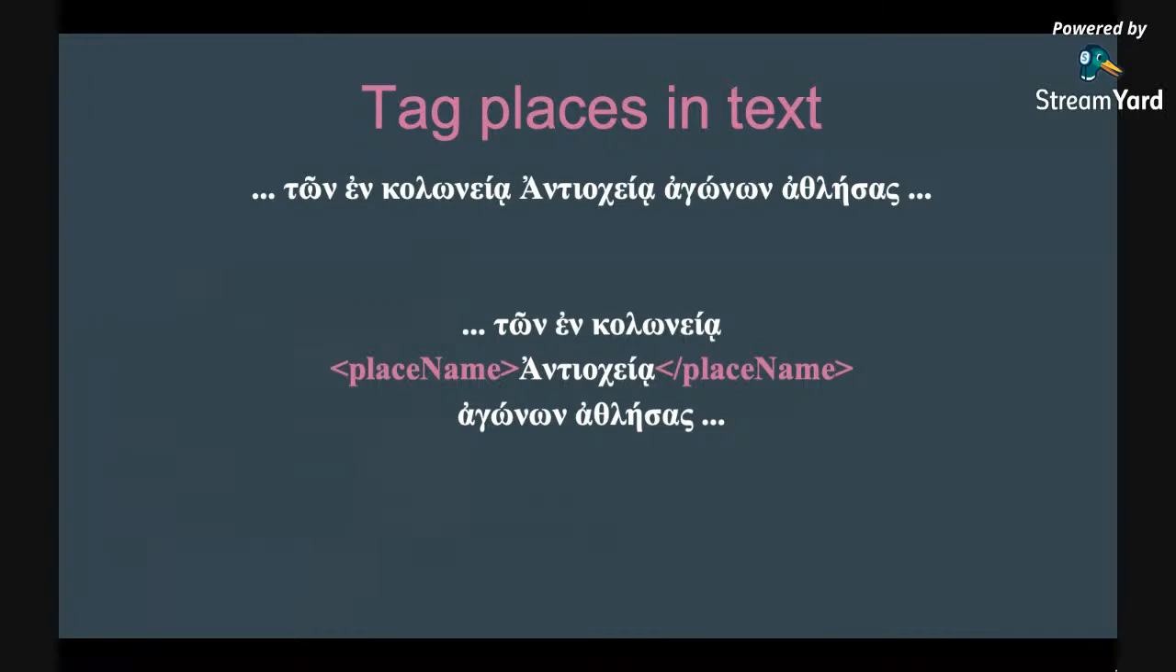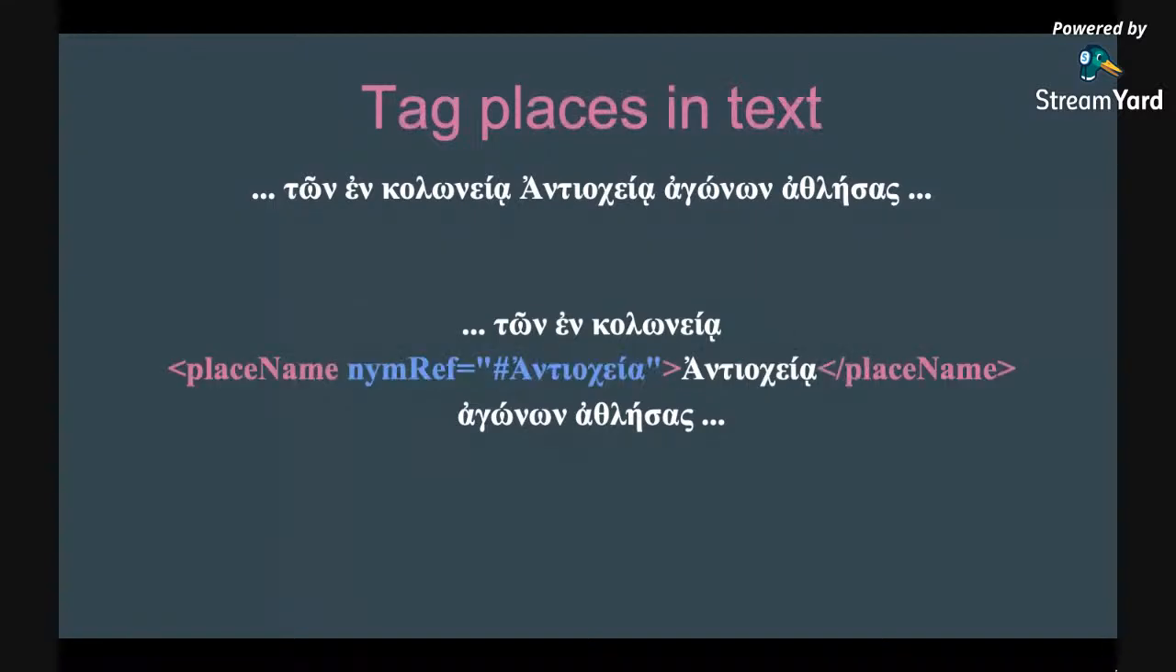So let's take this example. Here we have Antiocheia, which is our place, and we tag this by surrounding it with the placeName element. And beside this, we can also add a nymRef attribute, inside which we can specify the base form of that name. This is preceded by a hashtag pointing to a list of places internal to our project, which could be stored somewhere in our project.